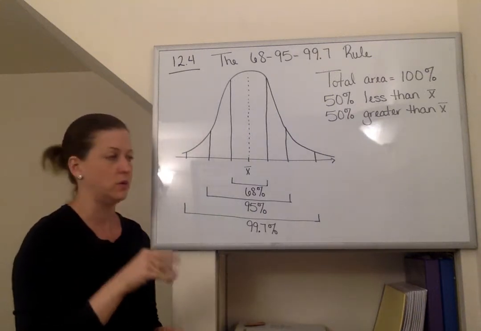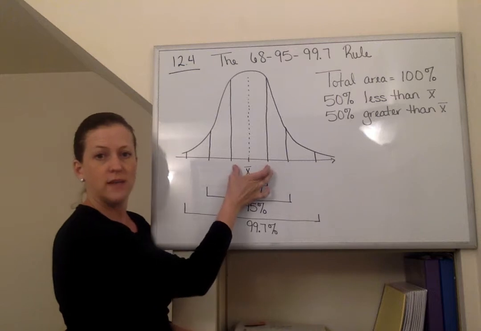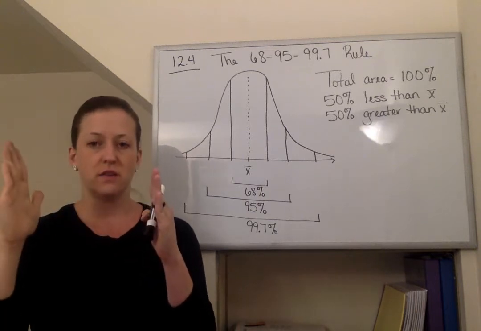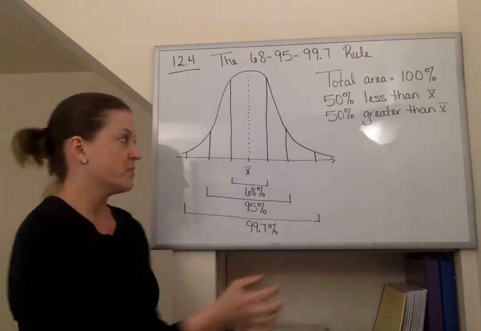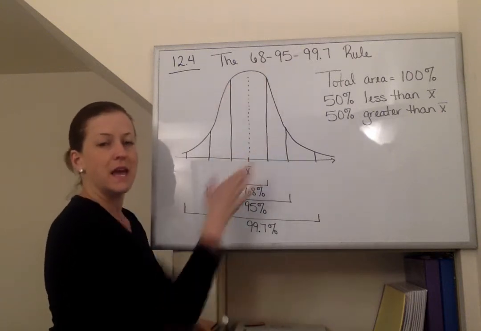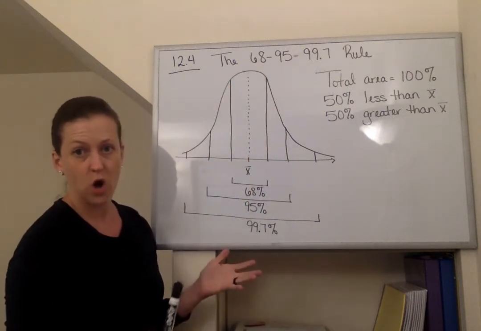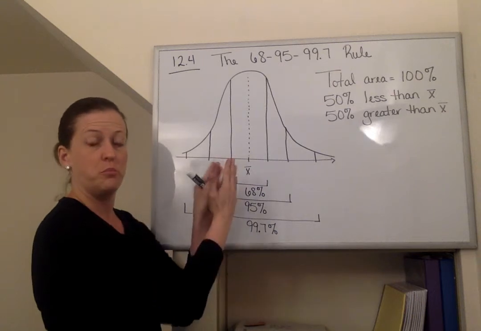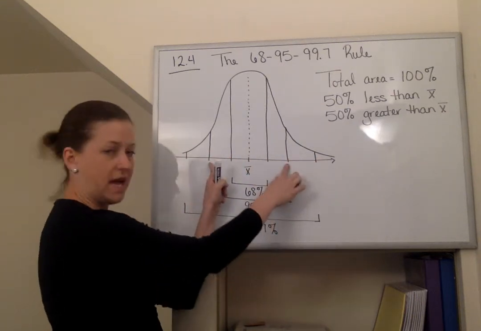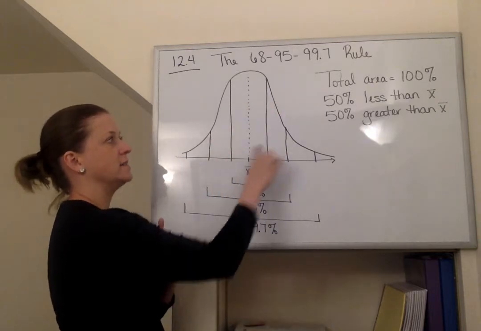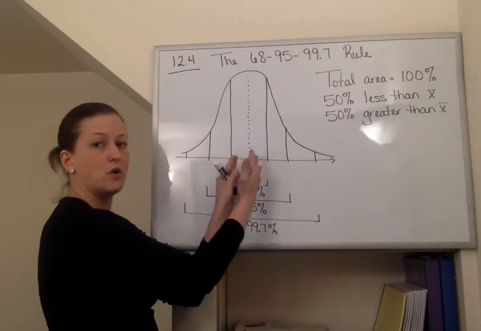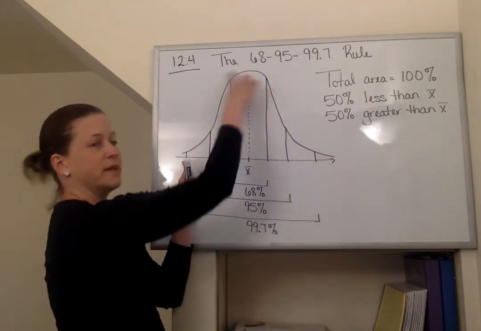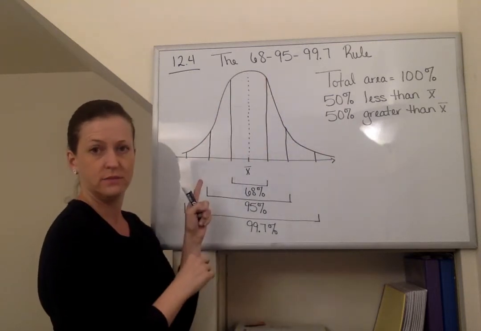And then here's this crazy rule. If you go one standard deviation out from the mean in both directions, so the mean is in the middle, one standard deviation less, one standard deviation more, this accounts for about 68% of all of your data. Always. If you go 2 standard deviations out in both directions, about 95% of all of your data lies in here. If you go 3 standard deviations out, that accounts for about 99.7% of all of your data.